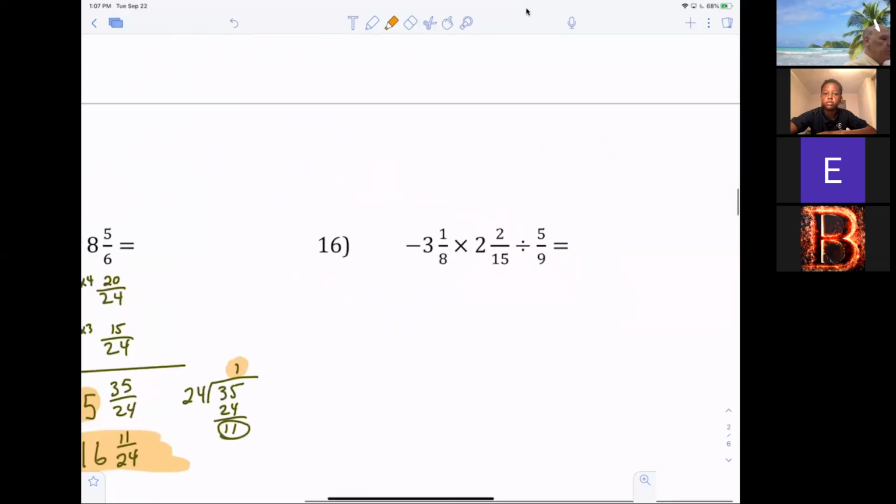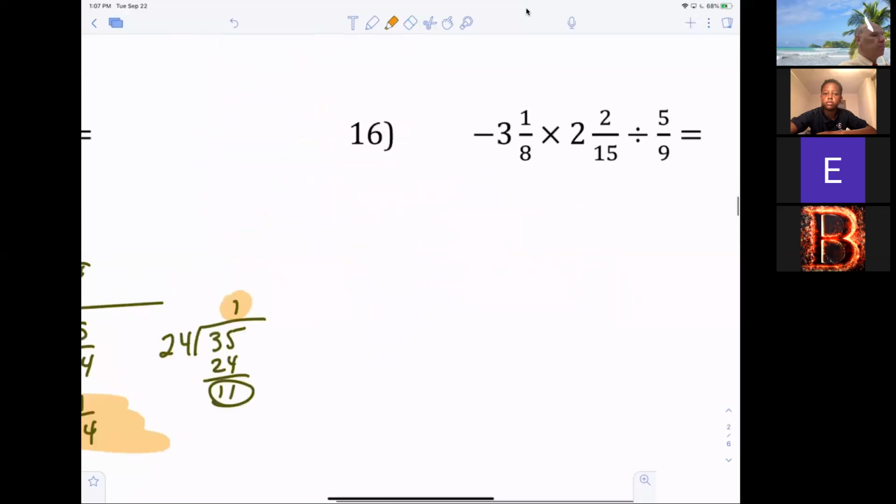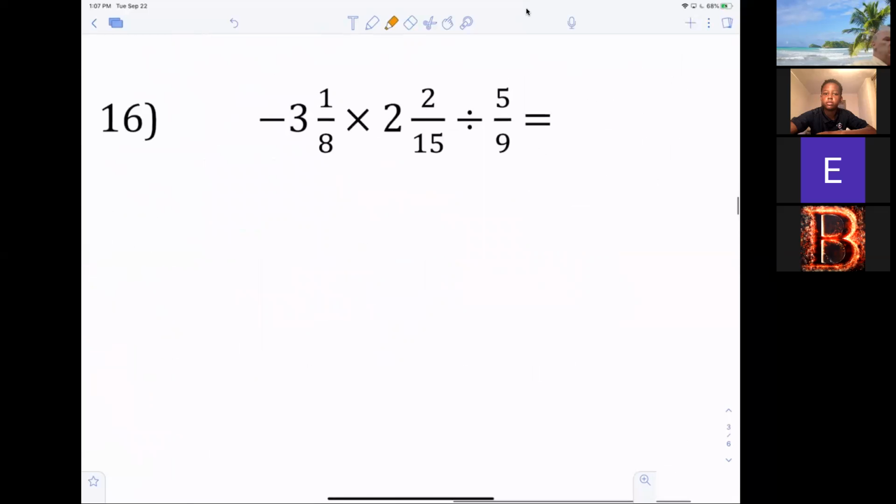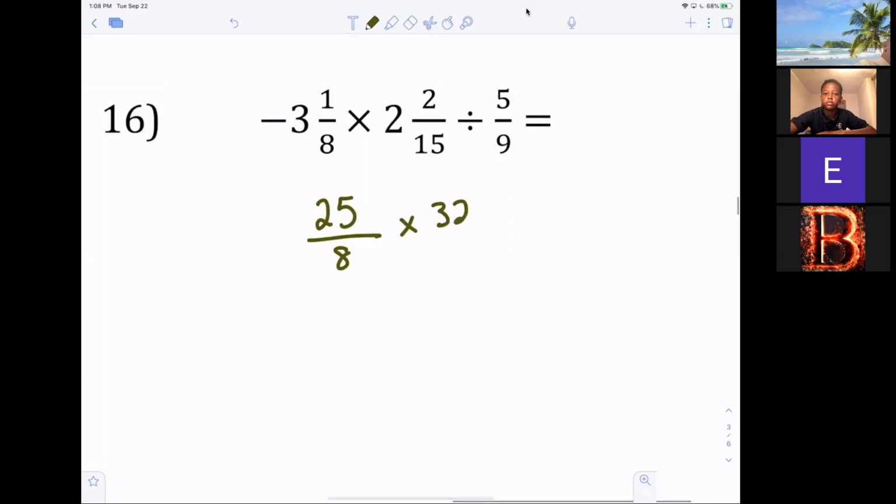All right, 16, convert everything to improper. 8 times 3 plus 1 is 25 over 8, times 15 times 2 plus 2, 32 over 15, times what? 9 over 5, the reciprocal, right? Everybody okay with that?